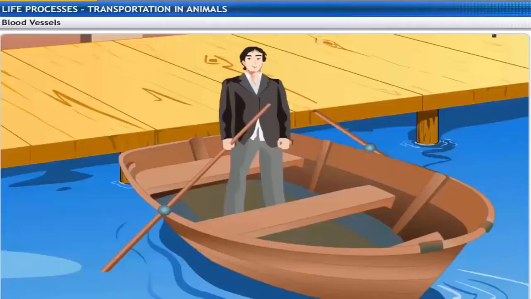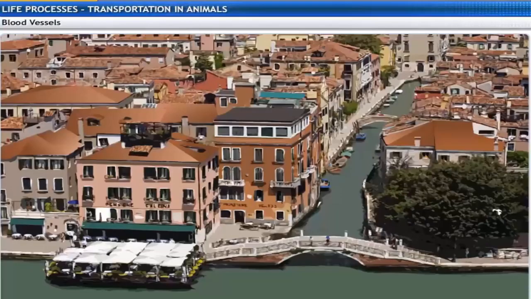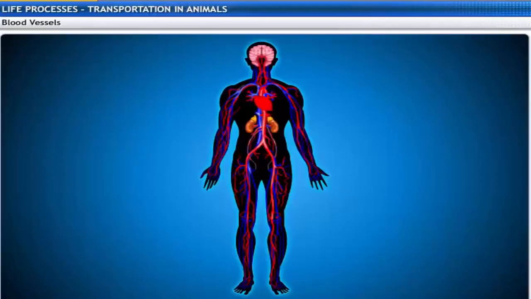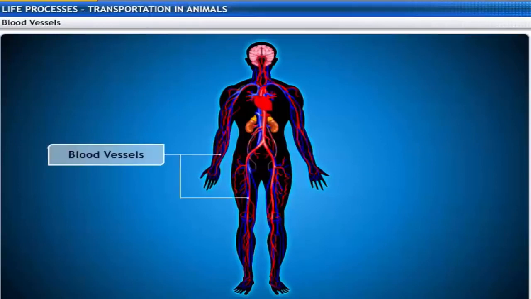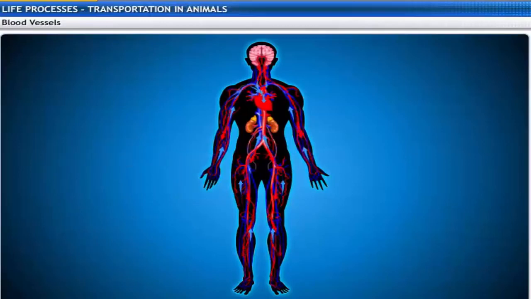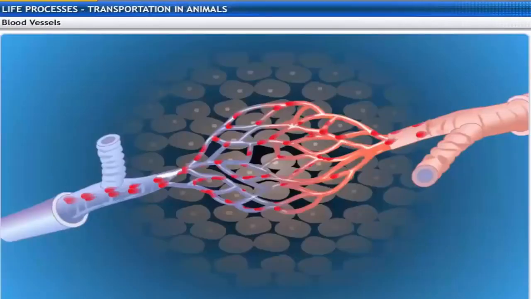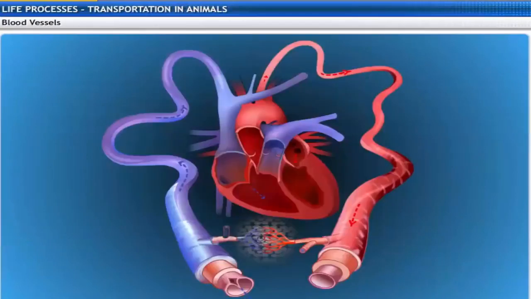The city of Venice has an extensive network of waterways that allow boats to move around freely. Similarly, blood is transported from one part of the body to another through an intricate network of tubes called blood vessels. Blood needs to be pumped through the blood vessels for it to reach each and every tissue in the body. This function of pumping is carried out by the heart.